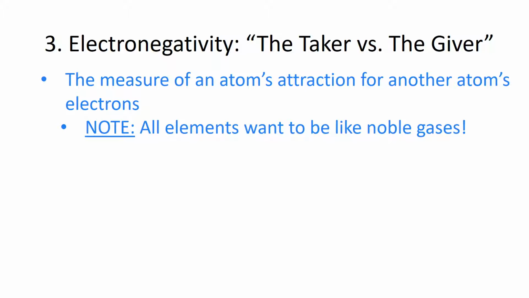The third trend, electronegativity, is a combination of both atomic radius and ionization trends. It can be viewed as a relationship of the taker versus the giver. More specifically, it is a measurement of an atom's attraction for another atom's electrons. Let's just keep in mind that all elements, and I do mean all, want to be just like noble gases. Noble gases have a full outer shell of 8 valence electrons, which is considered to be a complete octet.